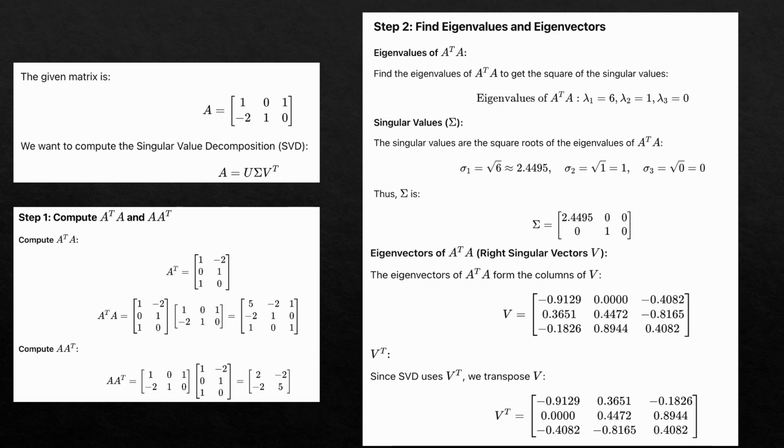The eigenvalues for A transpose A here are lambda 1 is 6, lambda 2 is 1, and lambda 3 is 0. For sigma, you take the square roots of lambda 1, lambda 2, and lambda 3, and substitute them into sigma in a diagonal format. So it's 2.4495, which is the root of lambda 1, then 1 for lambda 2, and the rest are all 0. Then you form the eigenvectors of A transpose A, as we have seen in the previous video.